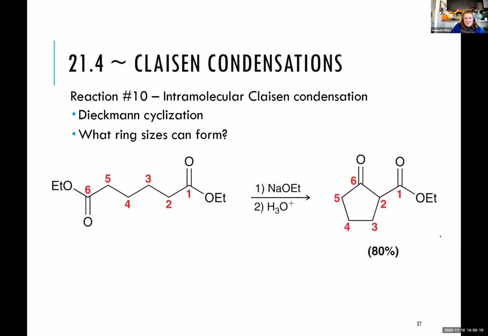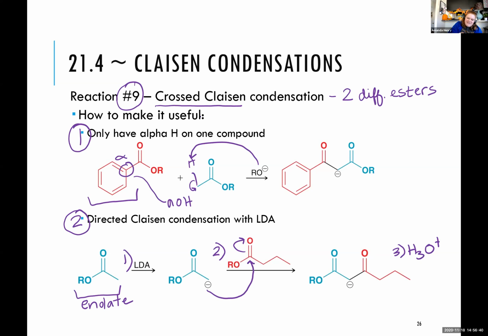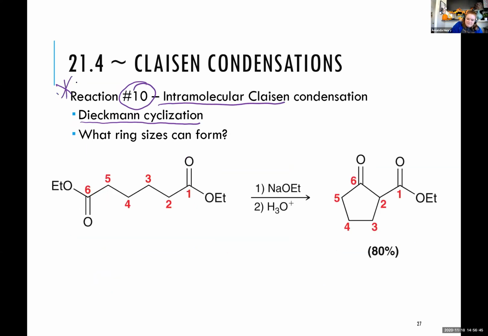So we can also do this intramolecularly. Number 10, intramolecular Claisen. This one is also called a Dieckmann cyclization reaction. So this one's named after another person. I tend to just call it an intramolecular Claisen. Oh, yeah, reaction 9 gets a star. It's the same mechanism. Just like reaction 10 gets a star. It's the same mechanism.